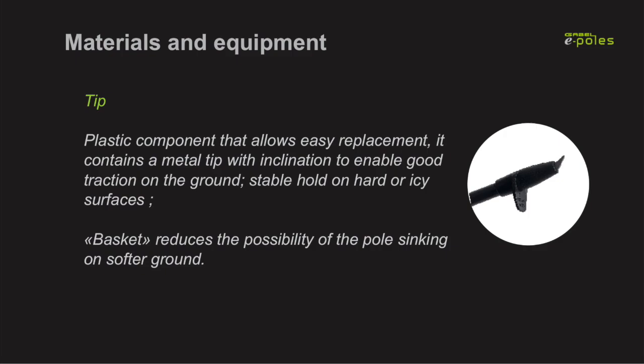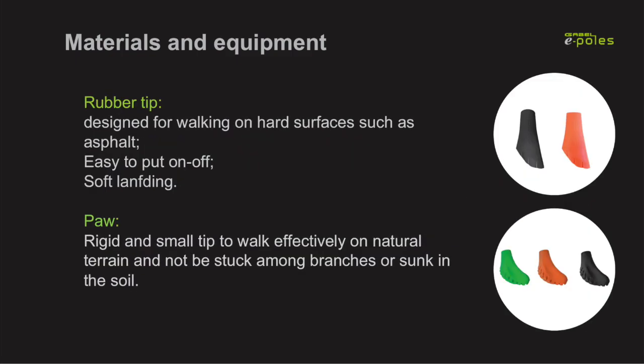If the surface is too soft, it's reasonable to add a small basket that enlarges the grip territory and reduces the possibility for the tip to sink in. Additionally, there's also a rubber tip replacement for walking on other surfaces. It's excellent for asphalt surfaces and can be easily placed. Then a special rubber rigid tip could be placed to walk effectively on natural terrain and not be stuck among branches or in the soil.